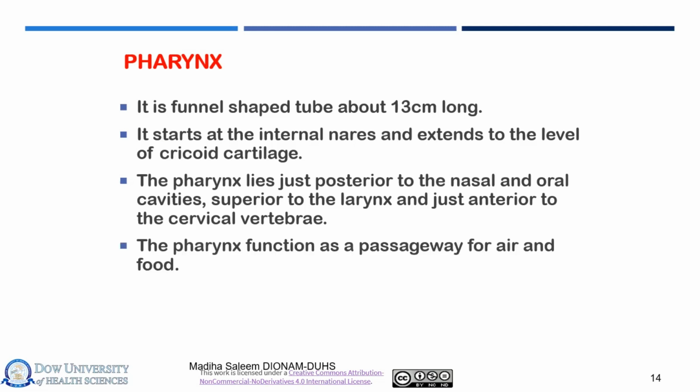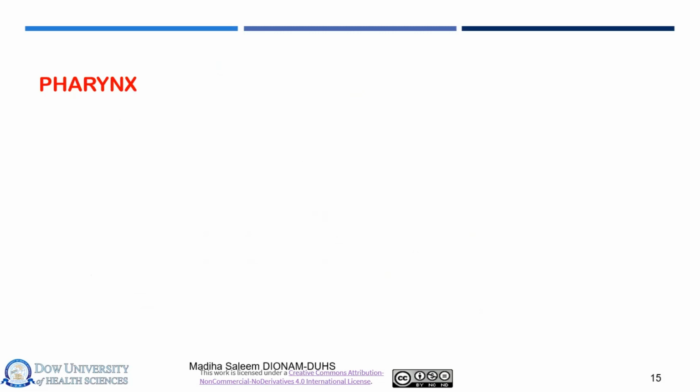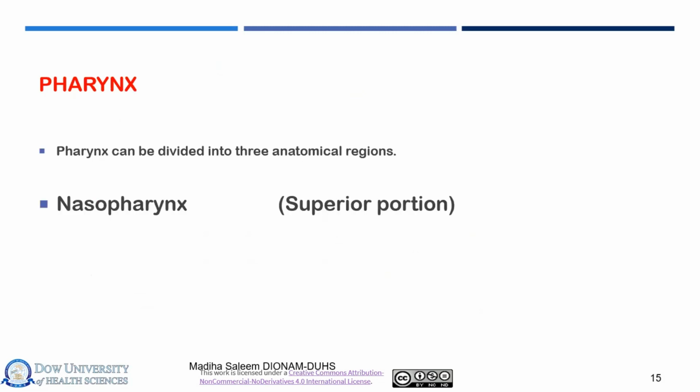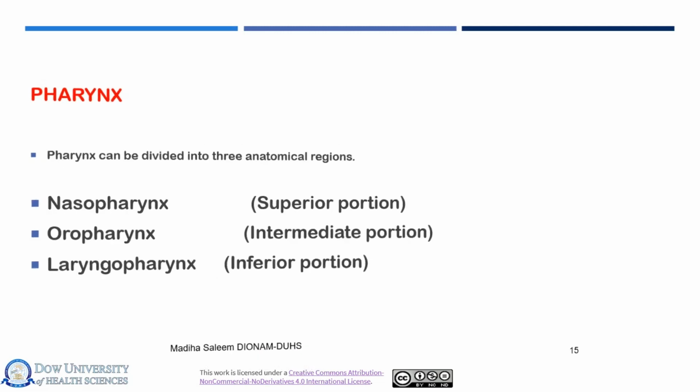The pharynx functions as a passageway for air and food, provides a resonating chamber for speech sounds, and houses the tonsils, which participate in the immunological reaction against foreign invaders. Now, the pharynx can be divided into three anatomical regions: the nasopharynx, the superior portion; the oropharynx, the intermediate portion; and last but not least, the laryngopharynx, the inferior portion of the pharynx.